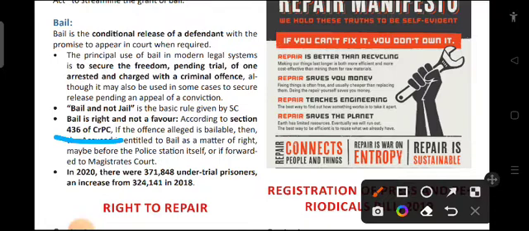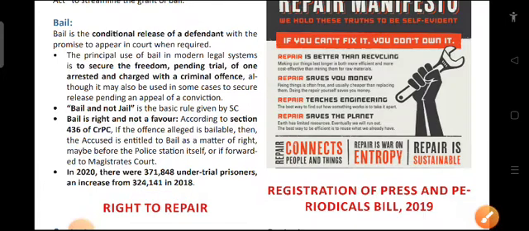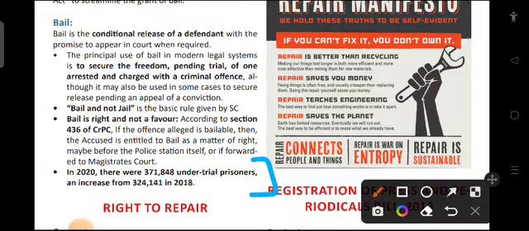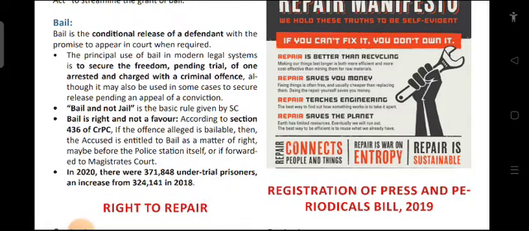And in 2020 there were 3,71,848 under trial prisoners, an increase from 3,21,141 in 2018. So in a two year time gap, there has been a gradual increase in the under trial prisoners also. So we have to talk about bail and its issues seriously.